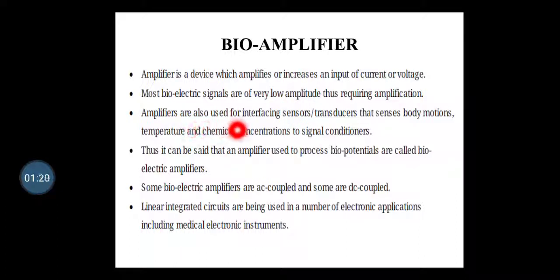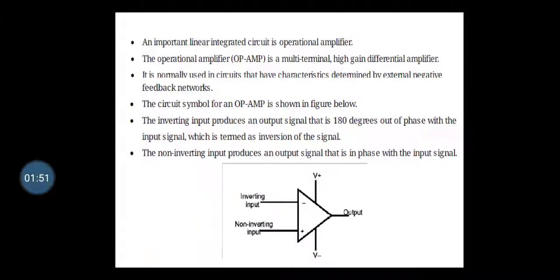Amplifiers are also used for interfacing sensor transducers that sense body motions, temperature, and chemical concentration to signal conditioners. Thus, it can be said that an amplifier used to process biopotentials is called a bioelectric amplifier. Some bioelectric amplifiers are DC coupled and some are AC coupled. Linear integrated circuits are being used in a number of electronic applications including medical electronic instruments.